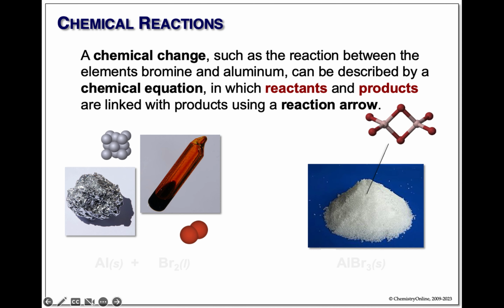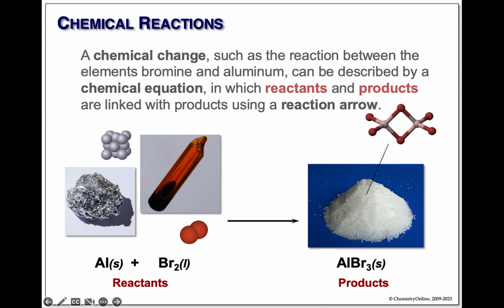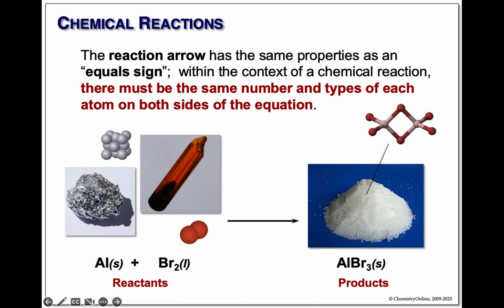We've seen this many times. This is the reaction of aluminum plus bromine to give aluminum bromide. We've talked about the reaction arrow. We said it has the same properties as an equal sign, meaning that there must be the same number and types of atoms on both sides of the equation. Now, also, the mass on this side must equal the mass of the products.